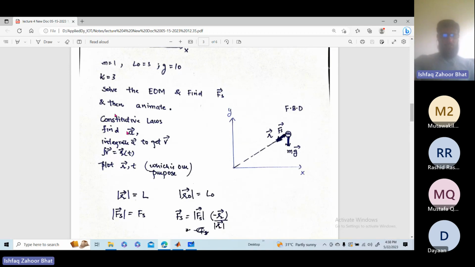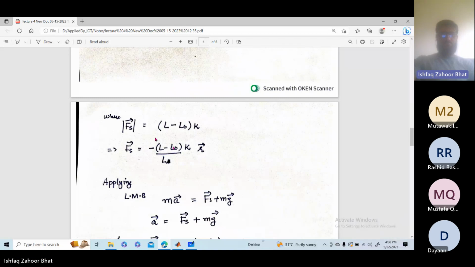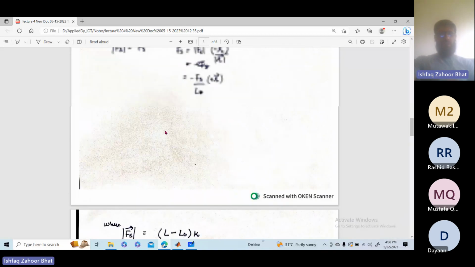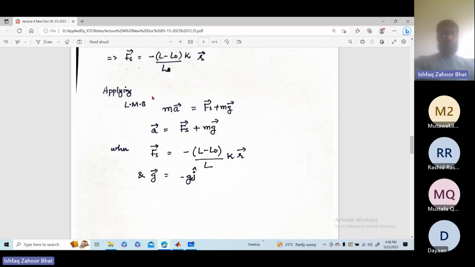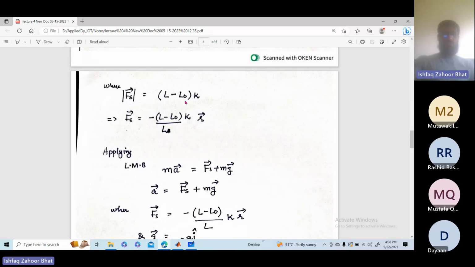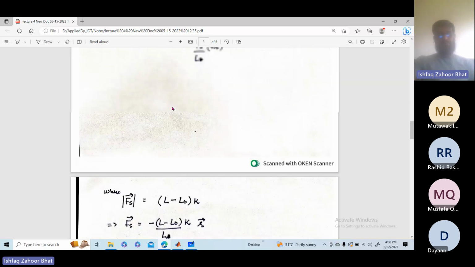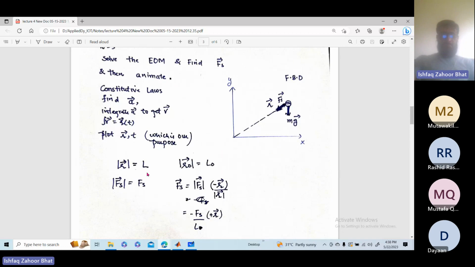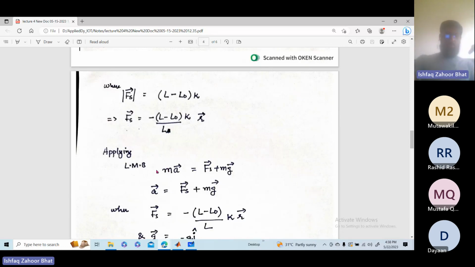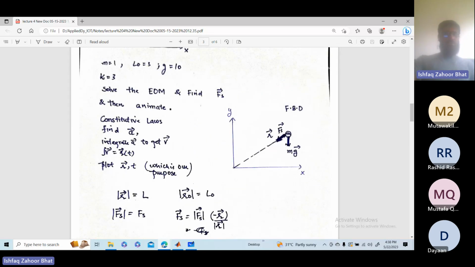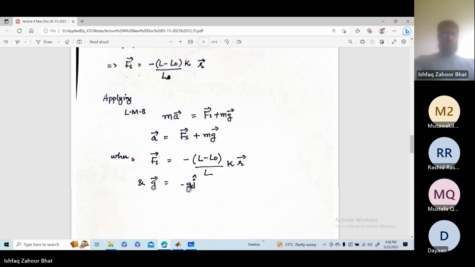I told you in the first class that we will be using some constitutive laws. So this is here the constitutive law, that is Hooke's law. We have this law which relates the force to the position. L here represents the position. Then we use Newton's second law, which is the linear momentum balance equation, and we get the acceleration. Once we get the acceleration, we integrate it to get the velocity. We integrate the velocity to get the position, and then we plot this. So this is how we will be going.